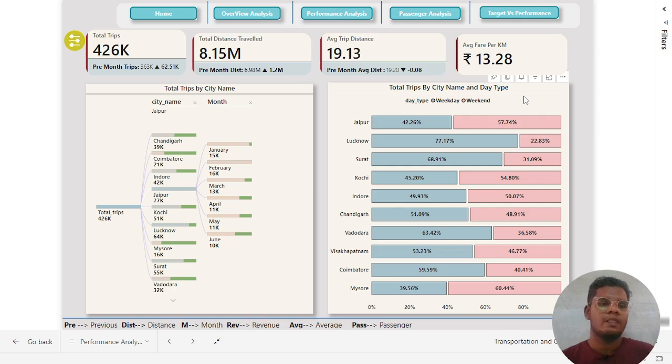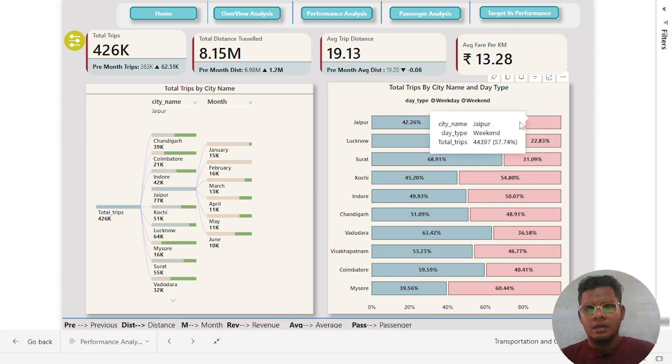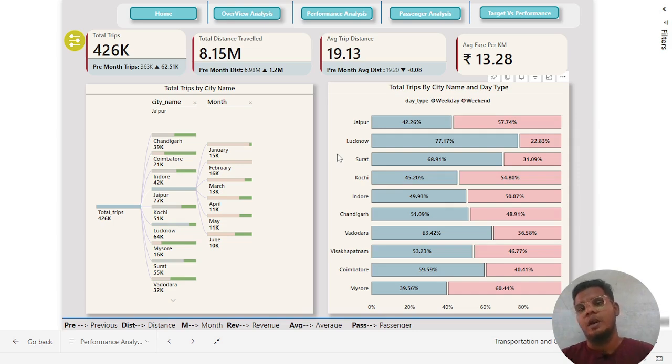Right now, take the example of Lucknow and Jaipur. Just to start with Lucknow. In Lucknow, there is a 77.17 percentage trip volume in weekday, which compared to weekend is very high. Weekend is merely 22.83 percentage. And why 77 percentage in weekday and why 22.83 percentage in weekend?